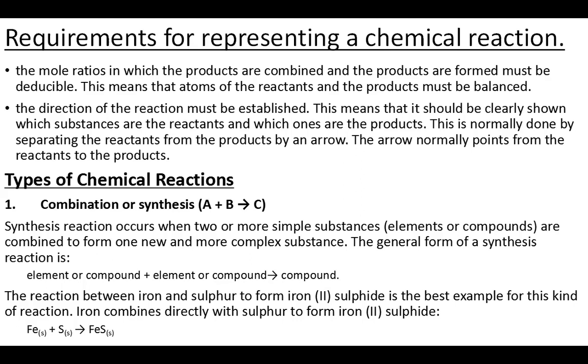Let's see the types of chemical reactions. Here, I'm going to look at a few types of chemical reactions, starting with the first one, that is the combination or synthesis reaction. It is simply expressed by A plus B gives C.